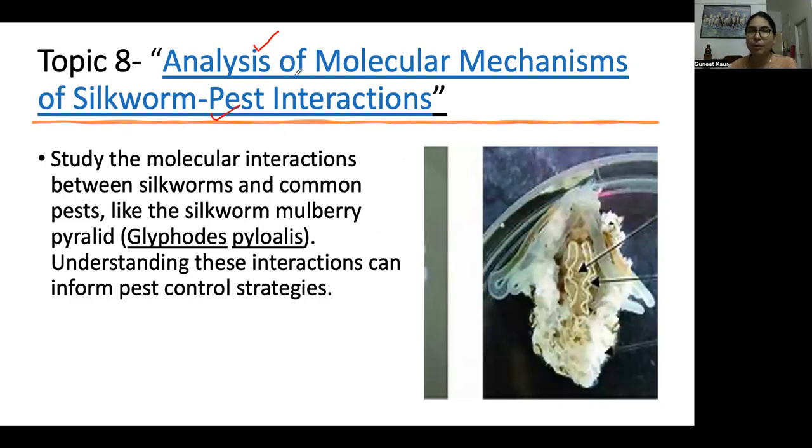So this is the topic, analysis of molecular mechanisms. We have to know the molecular mechanisms of these pest interactions that are affecting the silkworm. Okay. So how do you do that? Study the molecular interactions between silkworm and common pests like the silkworm mulberry pyralid. This is the most common pest which affects the silkworm. Glyphodes pyloalis is the scientific name. Okay, so you can study the different molecular interactions that occur in them.